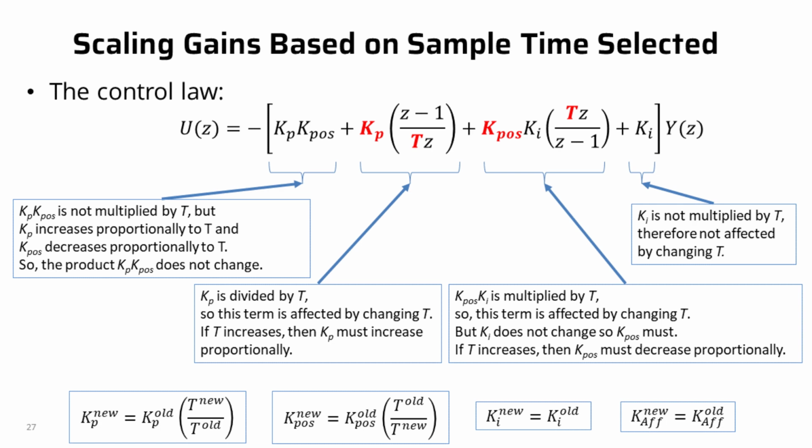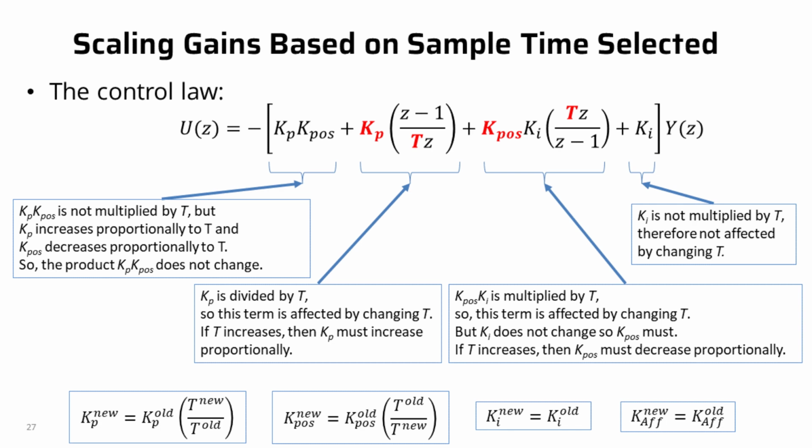Let's look at the next term. So Kpv times T, it's multiplied by T. So if I increase the T, then I'm going to have to decrease the Kpv proportionally. And so the equation is just the ratio of the old over the new sample time times the old gain is equal to the new gain. And then likewise, I can see that Kp divided by T, well, if I increase the sample time T, then I'm going to have to increase the Kp proportionally. And so the equation here, just the ratio of the new to the old sample time, times the old gain, is equal to the new Kp.